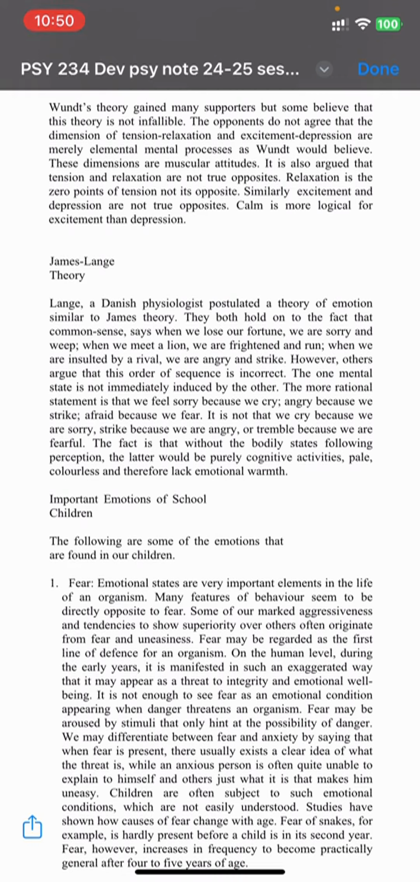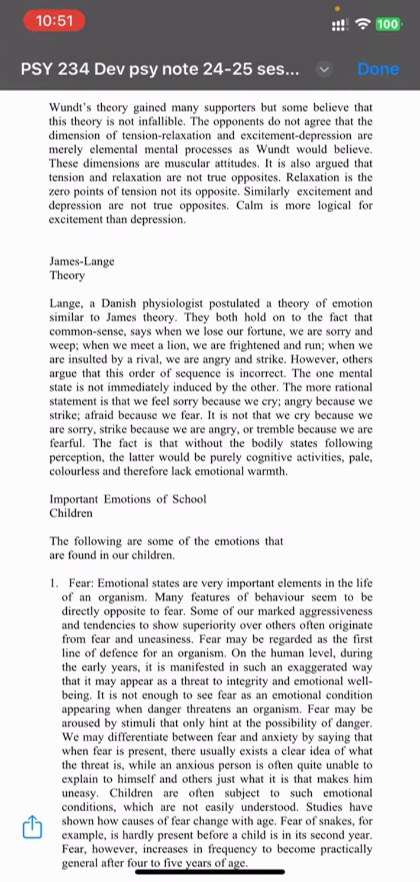All right, so James Lange theory, which is from William James and Carl Lange, or Lang, whatever, a Danish physiologist, postulated a theory of emotion similar to James' theory. They both hold on to the fact that common sense says when we lose our fortune, we are sorry and we weep. When we meet a lion, we are frightened and then we run. When we are insulted by a rival, we are angry and then we strike.